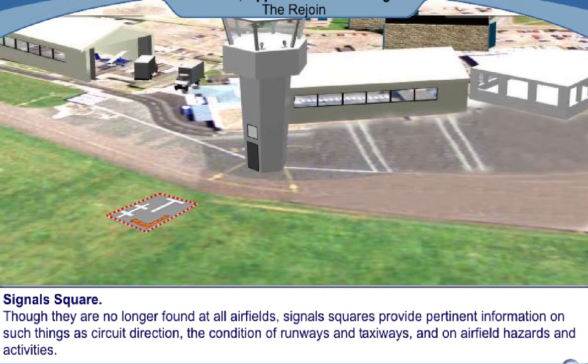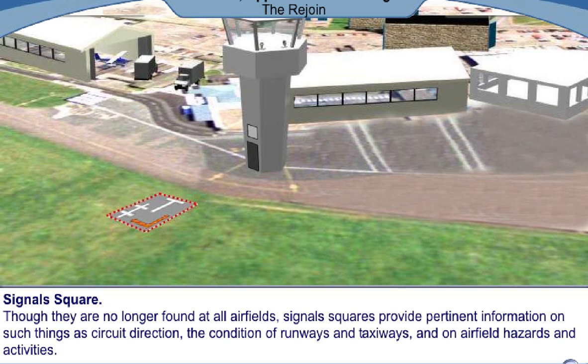Before going on to look at rejoining the circuit, following upper air work or when visiting another airfield, we'll take a look at the signals square. Though they are no longer found at all airfields, the signal squares provide pertinent information on such things as circuit direction, the condition of runways and taxiways, and on airfield hazards and activities.